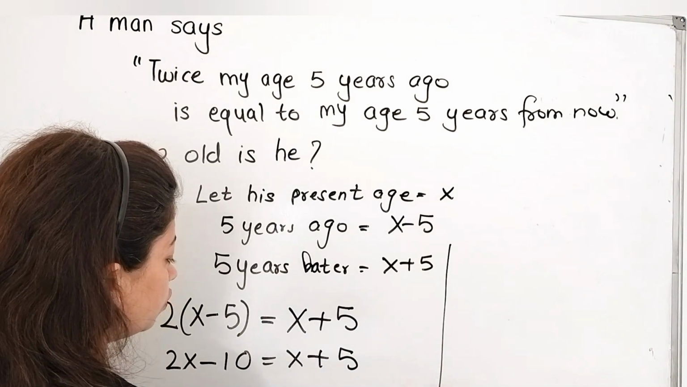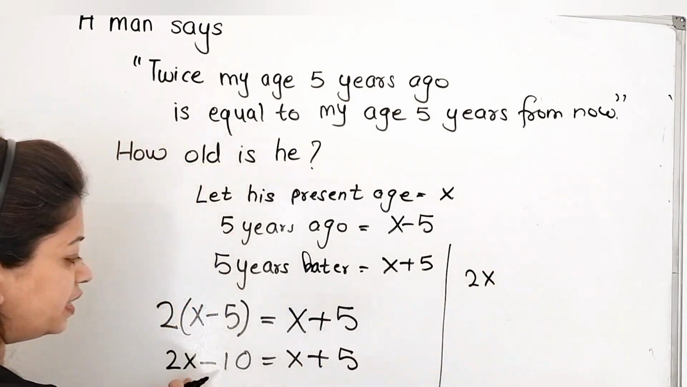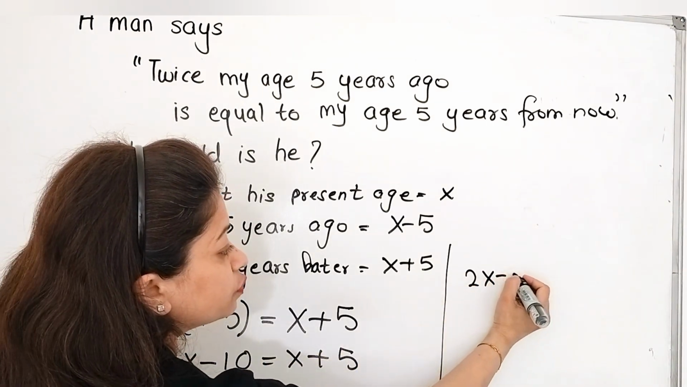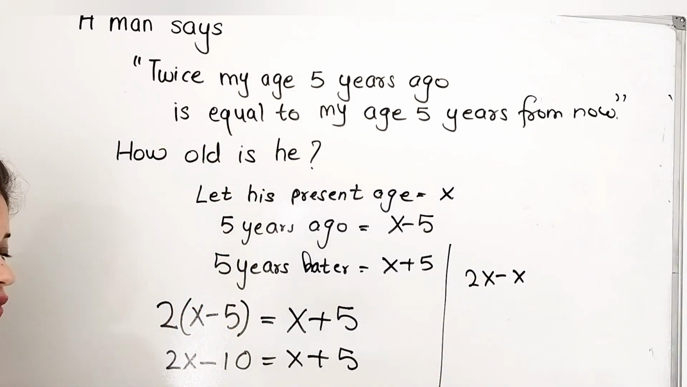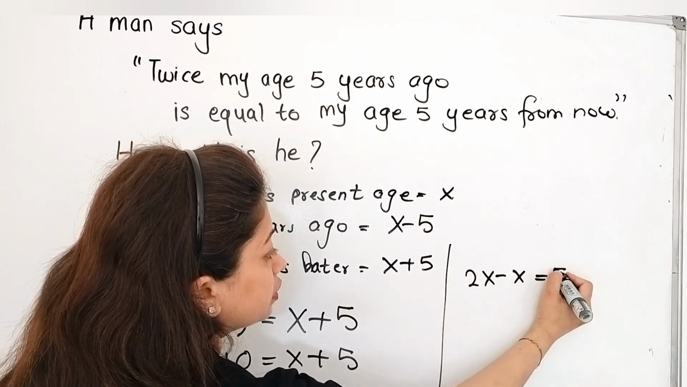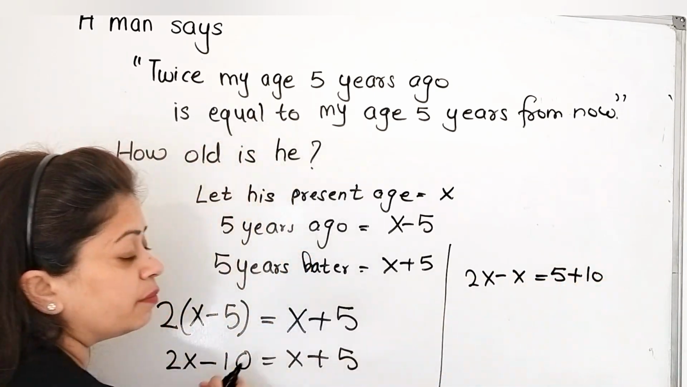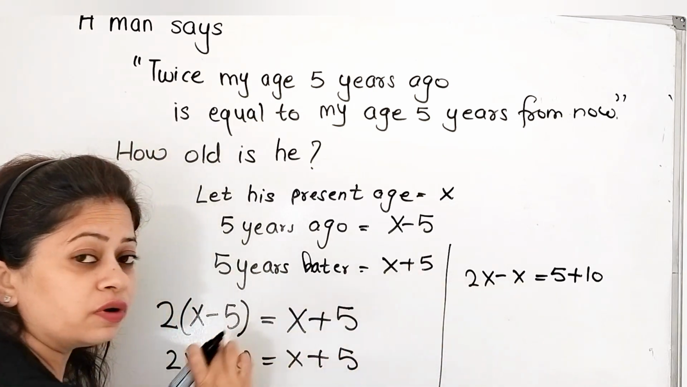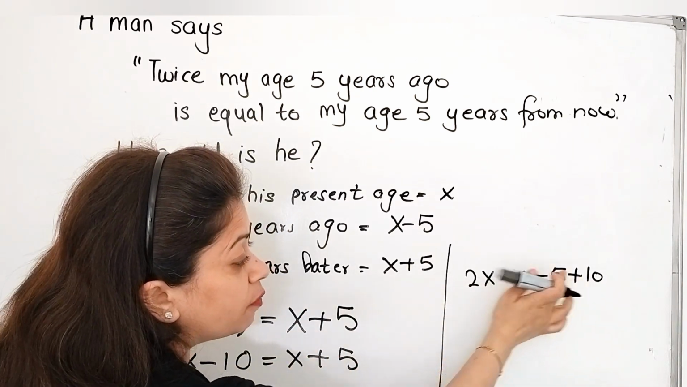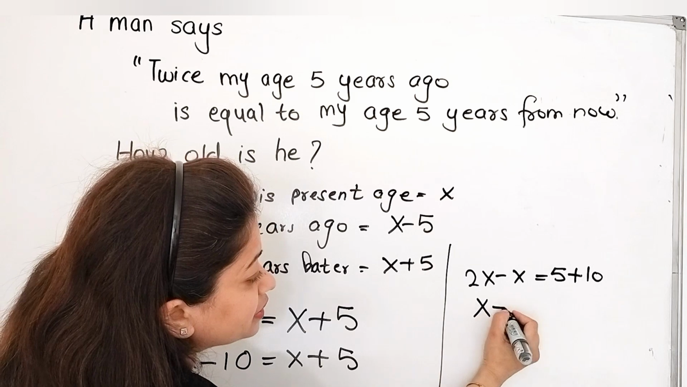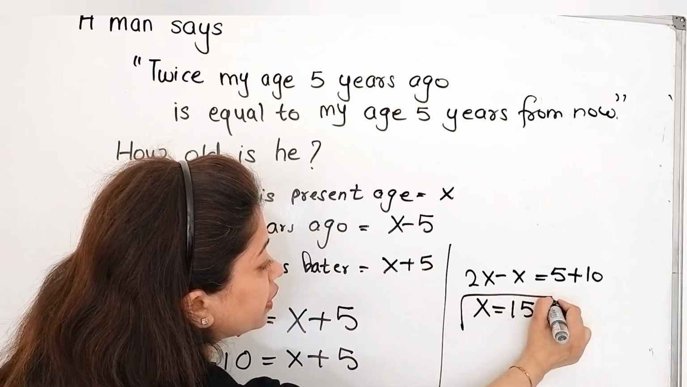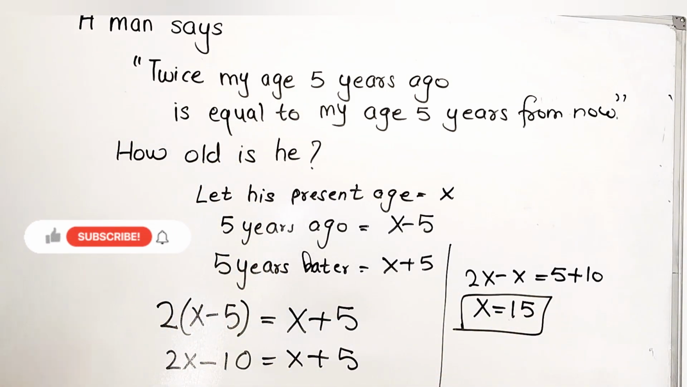And now, 2x and x are family members. So x will come here, right, to the left side. And this 10 is 5's family member. Why? Because they come from the variable family and they both come from the constant family. So x is equal to 15. So his present age is actually 15 years.